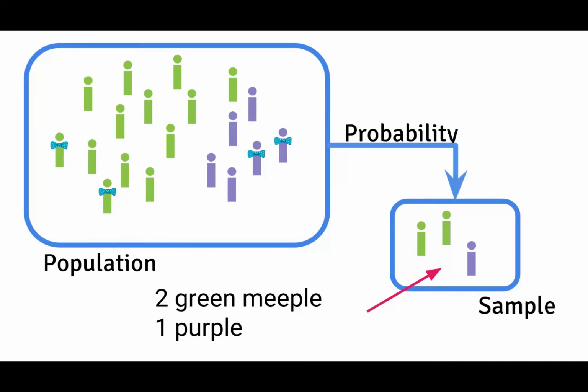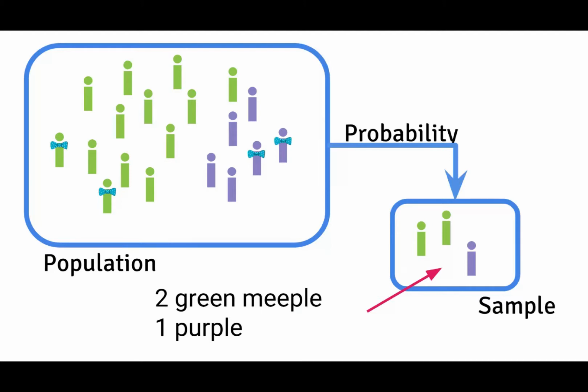Often it's expensive to do a census. You have to collect data on every single person in the population. So what people usually do in medical studies is they take a sample. So for example, you might take a random sample of a few people that come into a clinic. In our cartoon example here, I've taken a random sample of 3 meeples. There's 2 green meeple and 1 purple meeple.